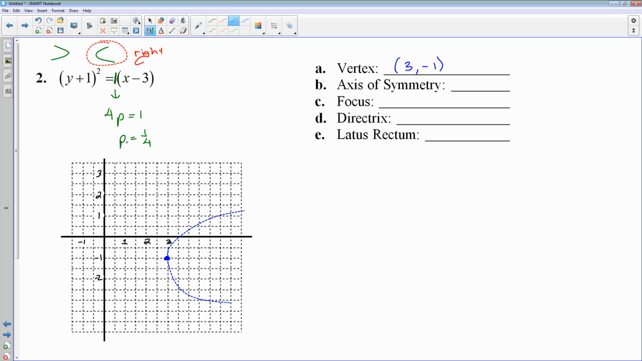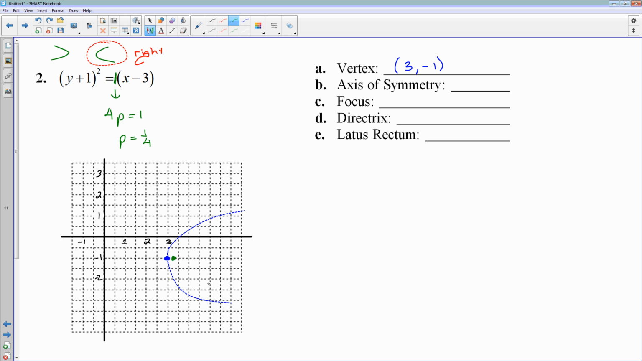All right, now my P is 1/4. That means I need to move to the right. My focus is going to be inside the parabola. Your focus is always inside the parabola somewhere. And I'm going to need to move to the right to get to my focus. So I'm going to move right 1/4. Now remember, each block represents a half. So 1/4 is going to be right here.